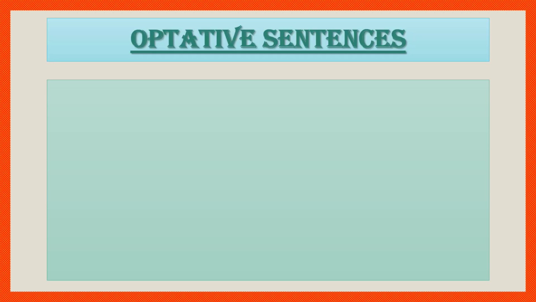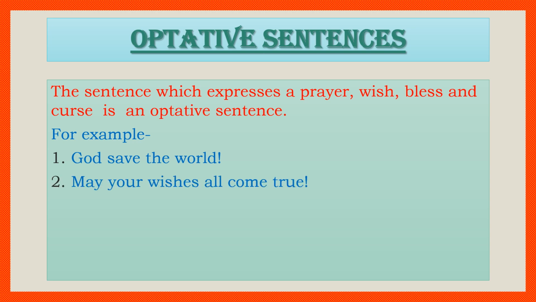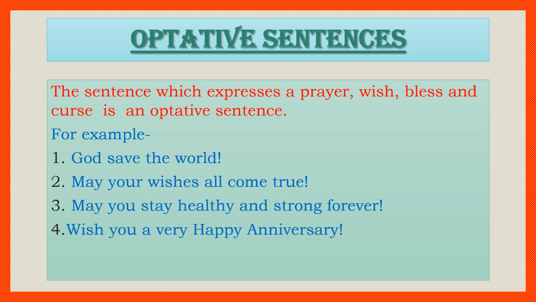Now the last type of sentences on the basis of the function are optative sentences. The sentence which expresses a prayer, wish, blessing, and curse is an optative sentence. For example, God save the world. So this is a prayer. So it is a kind of optative sentence. Let us see some more examples of it. May your wishes all come true. May you stay healthy and strong forever. Wish you a very happy anniversary.